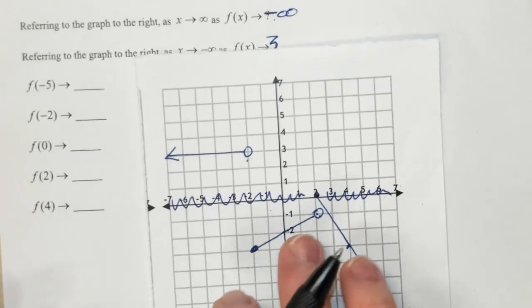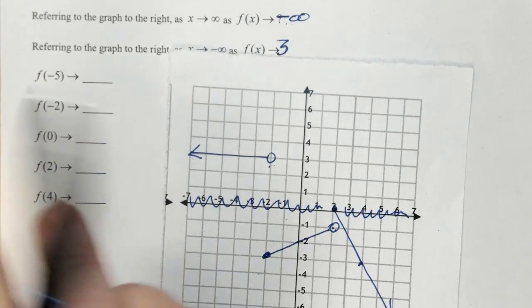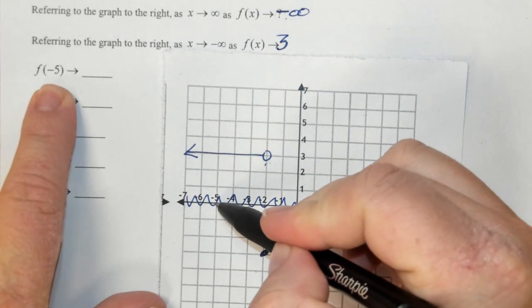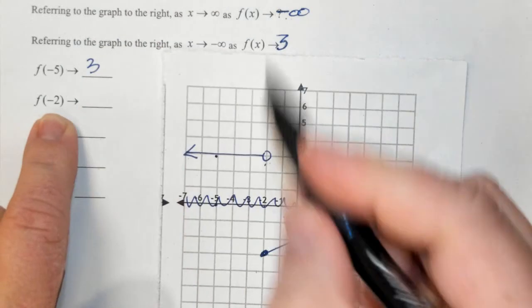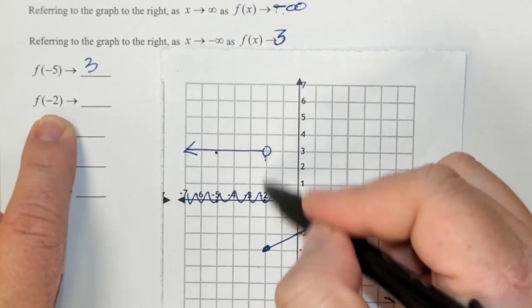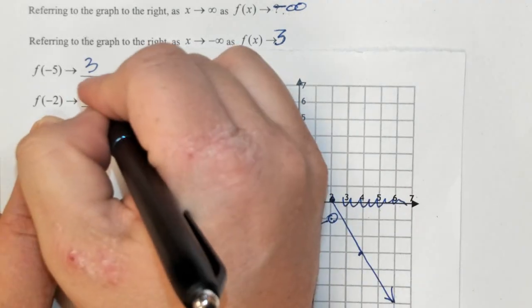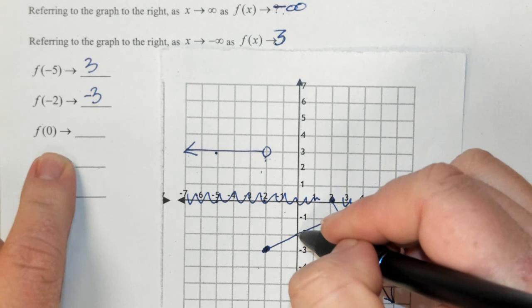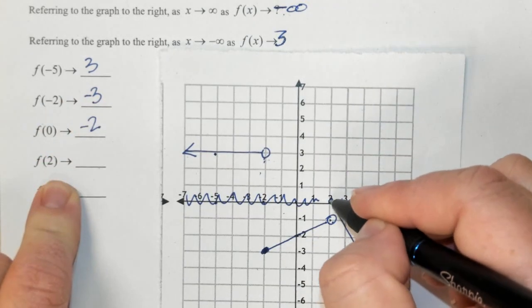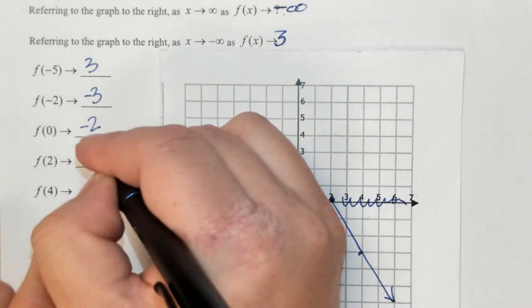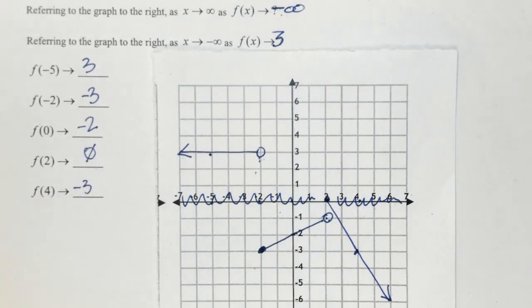Alright, so next, remember, this represents an x value, and this answer is the y answer. So let's go to -5. Here's -5, and it corresponds to a y value of 3. Let's go to -2, and you may be confused, well, which one does it correspond to? It's the closed dot. This is part of the function, y value of -3. Go to 0, -2. Go to +2. Again, a little confusion. We're going to the closed dot. What is the y value here? 0. Go to 4, -3.